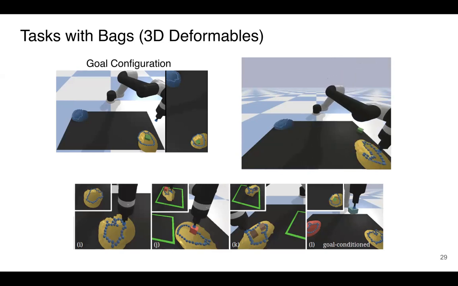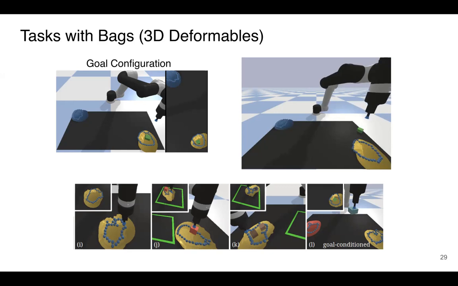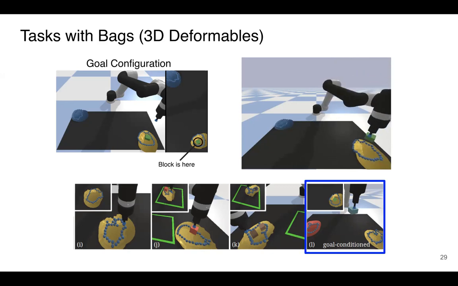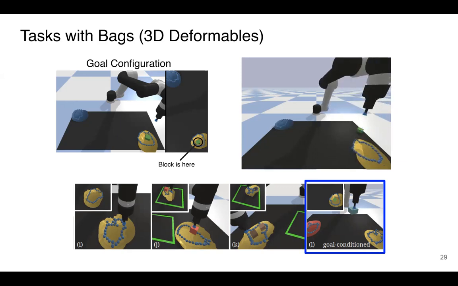So the tasks with bags involved opening the bag, putting in 1 or 2 items in it, and either moving that bag to a target zone or, in the goal condition case, if there are 2 bags and one of the 2 items, the robot has to put the item in the appropriate bag. So that's the yellow one in this case instead of the blue distractor bag.